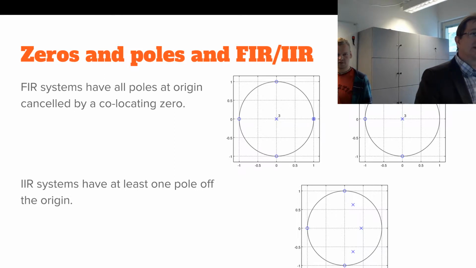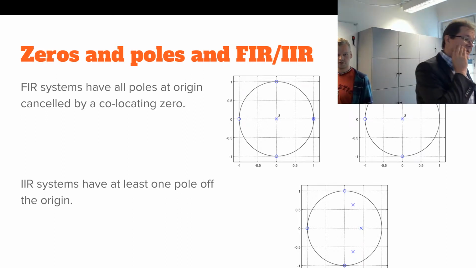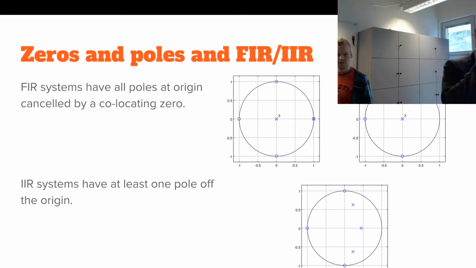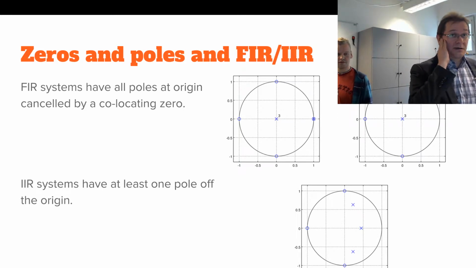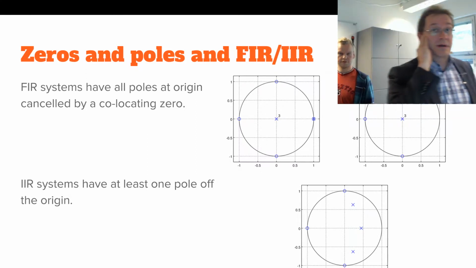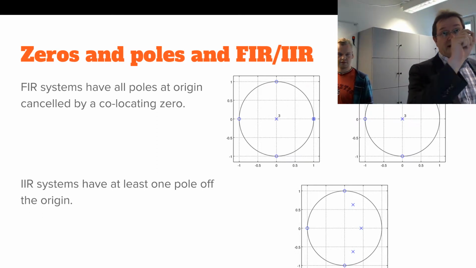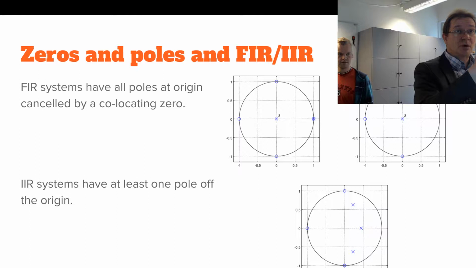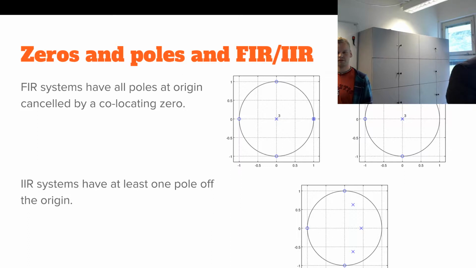Okay, then about zeros and poles and how we know from the zero-pole plane, or Argand diagram, if the system is FIR or IIR. That's quite simple. If you have any poles elsewhere than at the origin, or a non-cancelled pole on the unit circle, then you fundamentally have an IIR system.